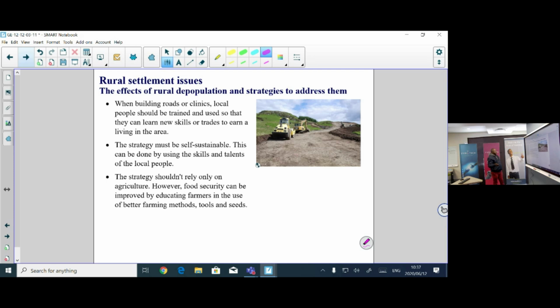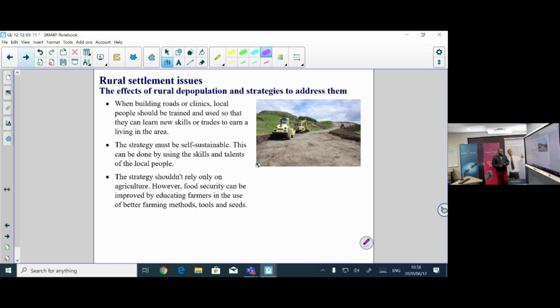When people are building roads or clinics, local people should be trained and used so that they can learn new skills and trades to earn a living in the area. So that's the other idea, where when there is a development program that is happening in the area, local people have to be employed. The strategy must be self-sustainable. This can be done by using the skills and talents of the local people.